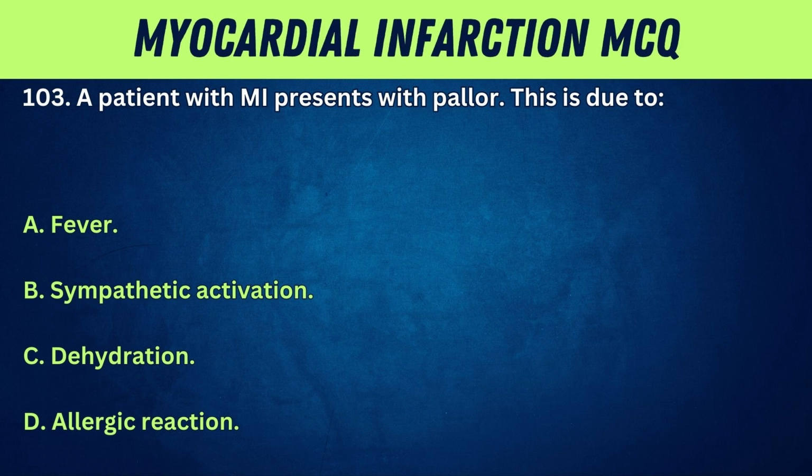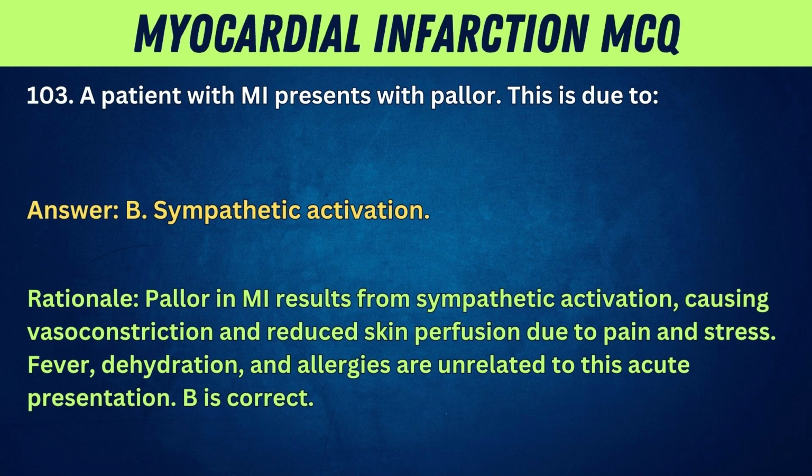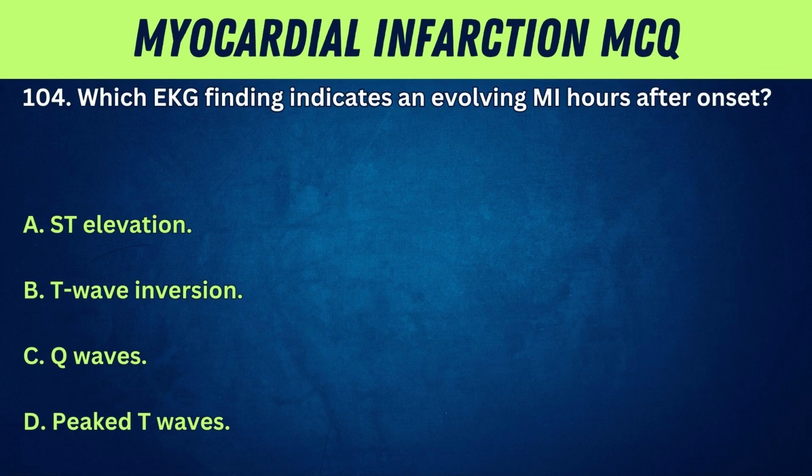103. A patient with MI presents with pallor. This is due to: A. Fever. B. Sympathetic activation. C. Dehydration. D. Allergic reaction. Answer: B. Sympathetic activation. Rationale: pallor in MI results from sympathetic activation, causing vasoconstriction and reduced skin perfusion due to pain and stress. Fever, dehydration, and allergies are unrelated to this acute presentation. B is correct.